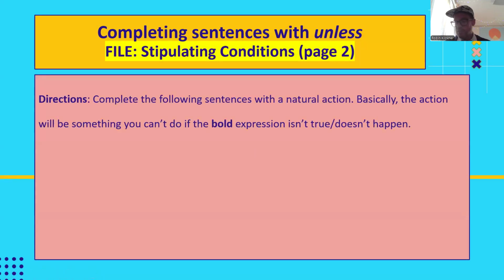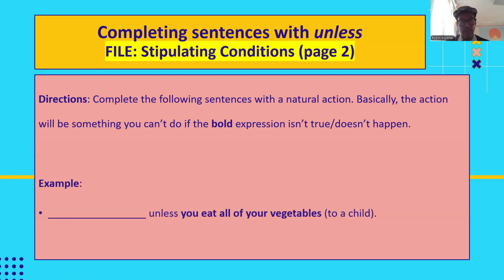So on page 2, there's an activity, and what you want to do is just fill in the blank using unless. You want to use unless. So blank unless you eat all of your vegetables. So what is something a child can't do, for example, if they don't? This means if you don't eat all of your vegetables. Unless you eat is the same as if you don't eat all of your vegetables.